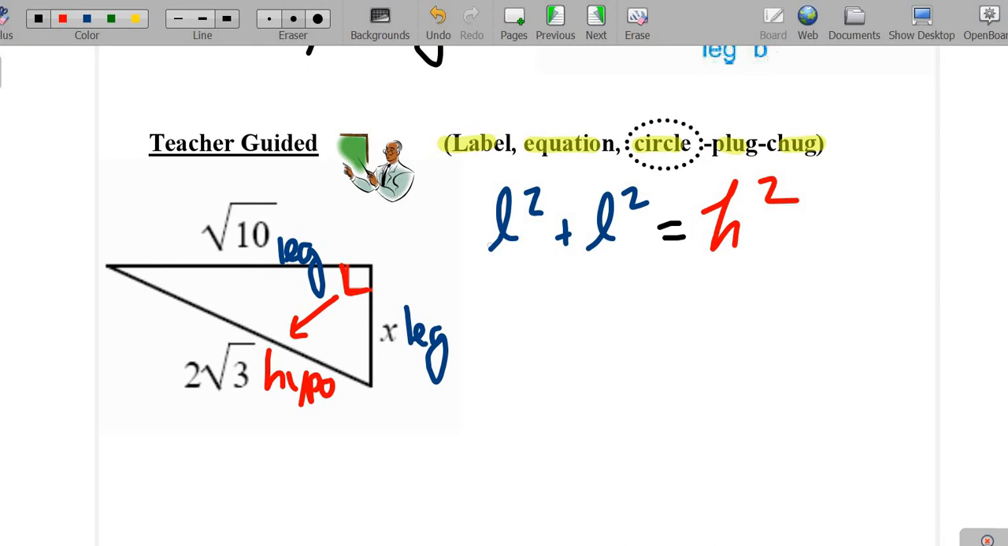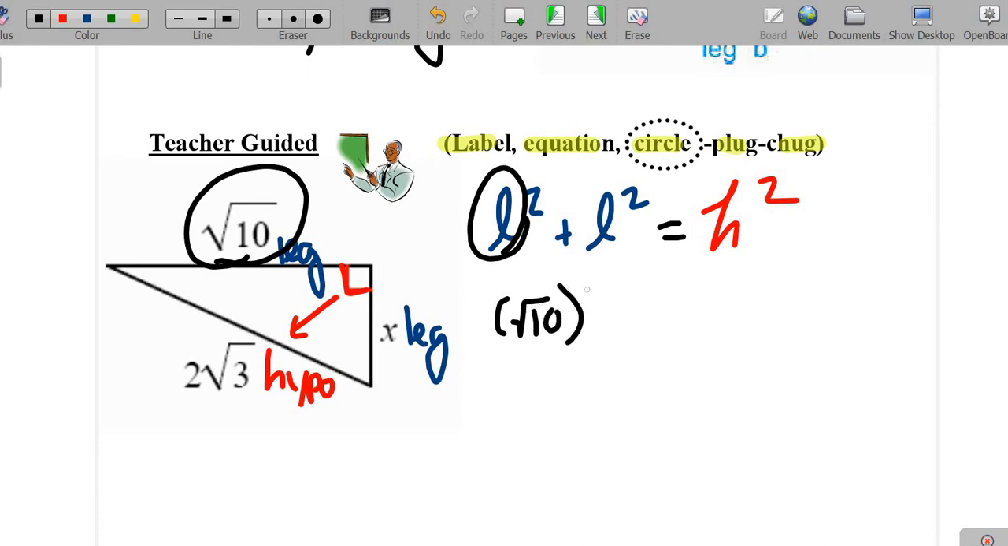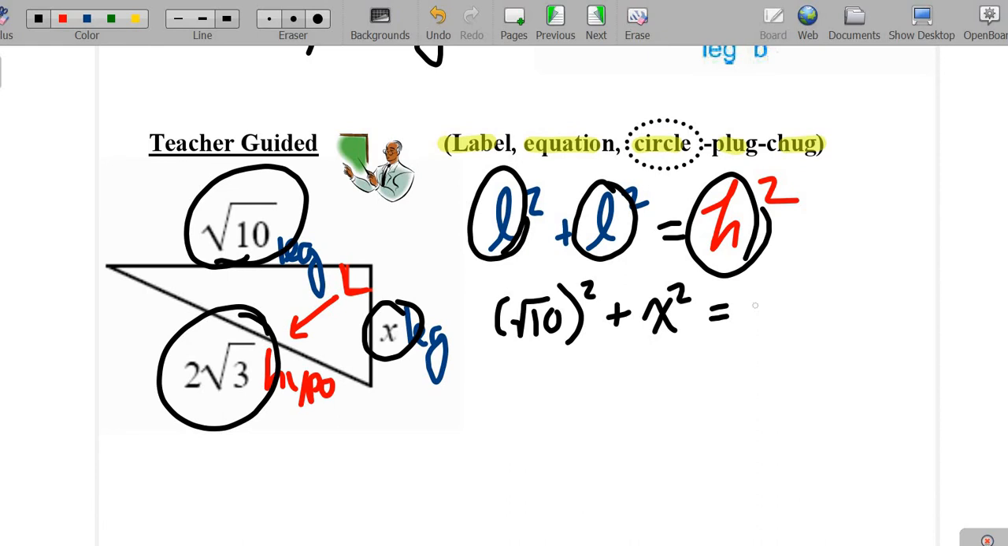So now I circle each component. Leg, circle, leg. Circle, physically circling and plugging it in. And whenever you square anything, I want you to put parentheses around it so that you understand it's not just the root 3 that's squared, it's 2 root 3. Not just the root 3, but 2 root 3.